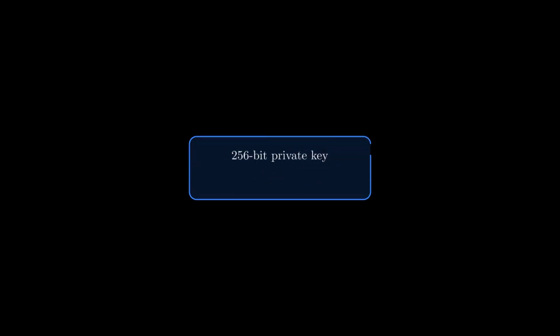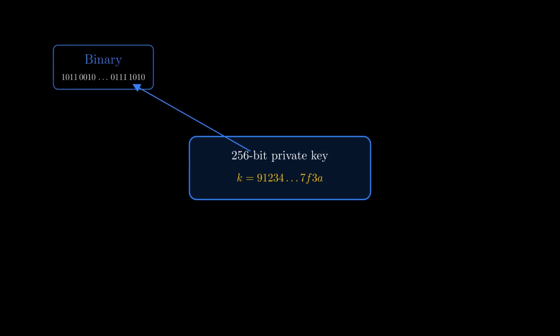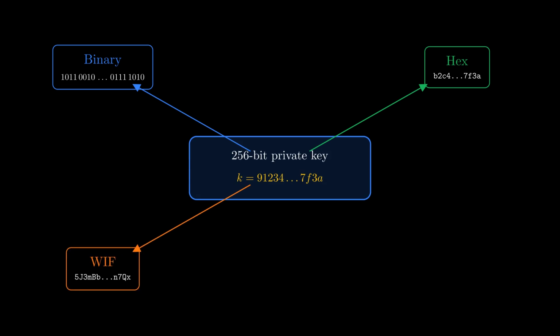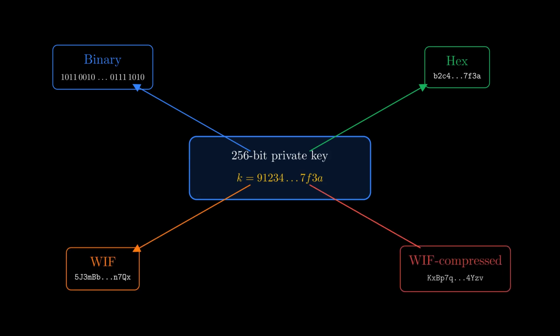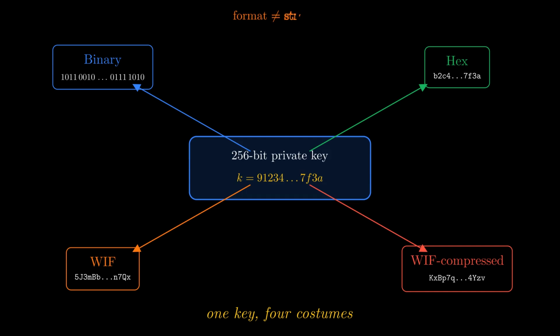A Bitcoin private key is just a 256-bit number, nothing more. But that single number wears different costumes depending on where it lives. In memory, it's raw binary. In documentation, it's hexadecimal. When you export it from a wallet, it gets dressed up in a format called WIF, wallet import format, or its cousin, WIF-compressed. Same key, 4 outfits. The format you see tells you nothing about the key's strength, only about how it's being transported between wallets.